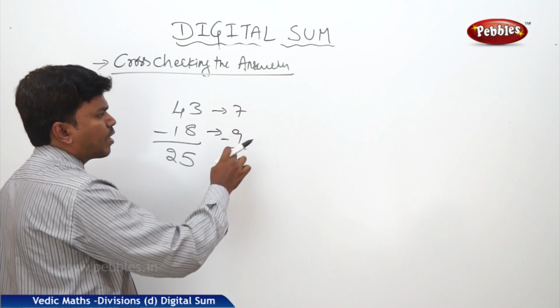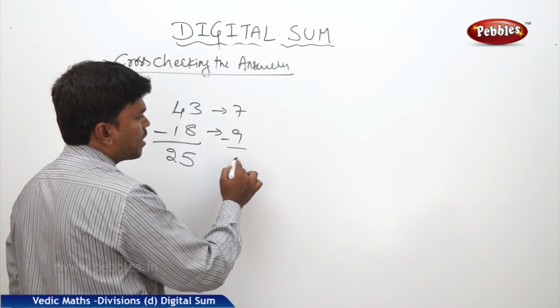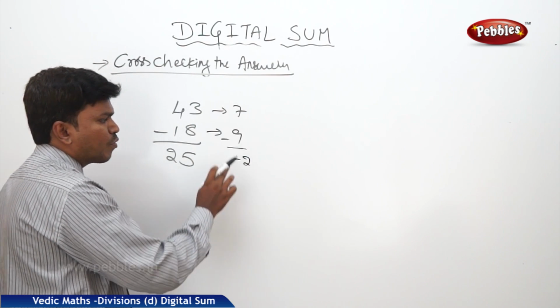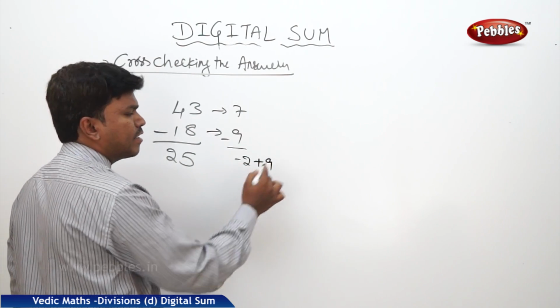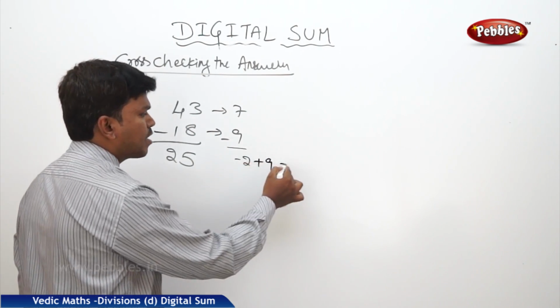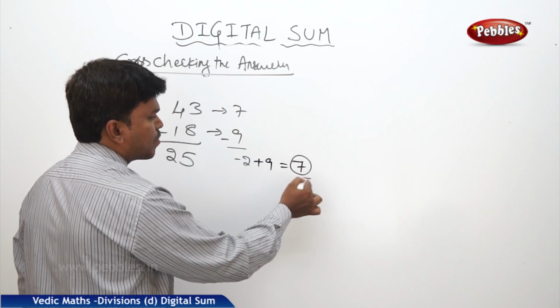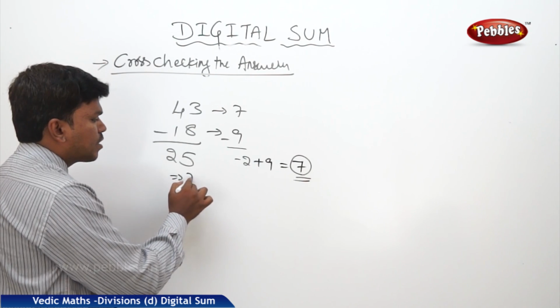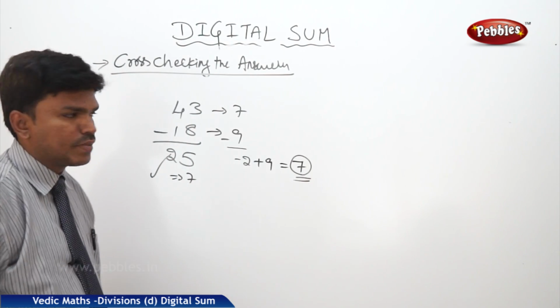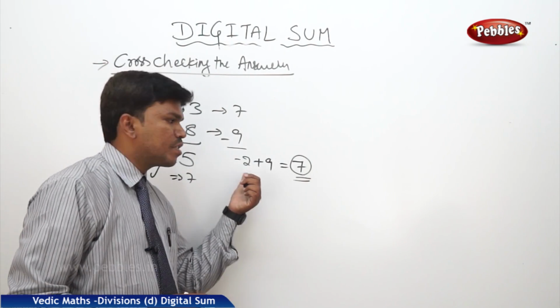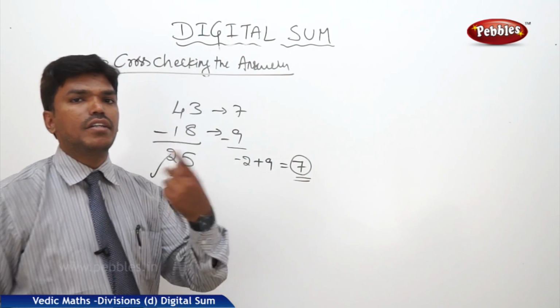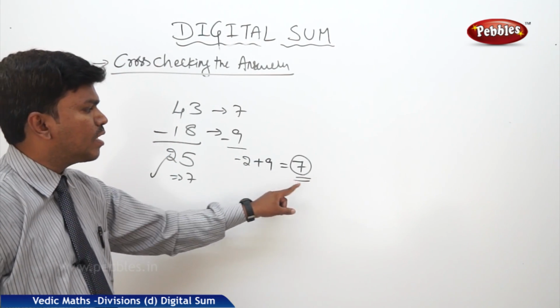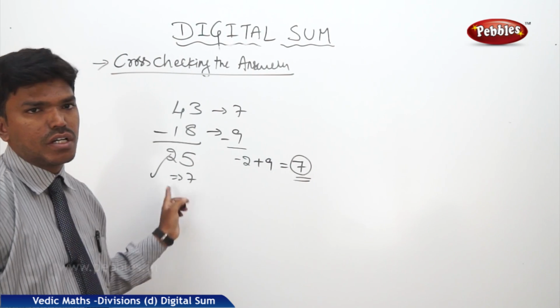Here, what is the difference you are getting? Minus 2. Yes or no? So for minus 2, add 9 again. What is minus 2 plus 9? 7. So your answer should have the digital sum as 7. So 2 plus 5 is 7. Getting the same, right? Whenever you are getting a negative, simply add 9 to it. It will turn into a positive. So that digital sum should match with the answer.